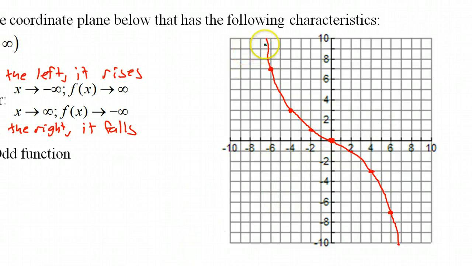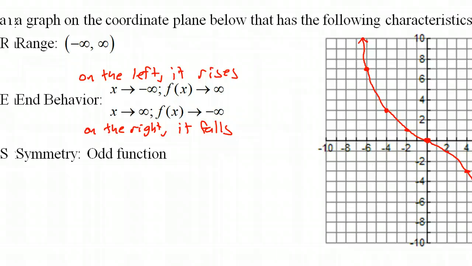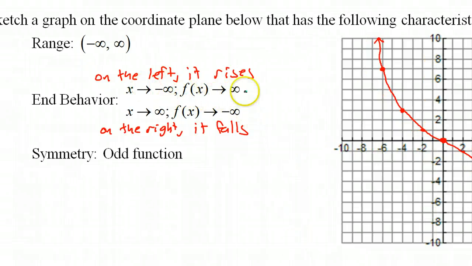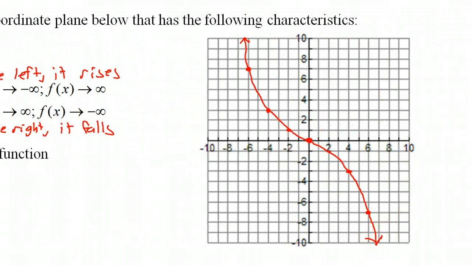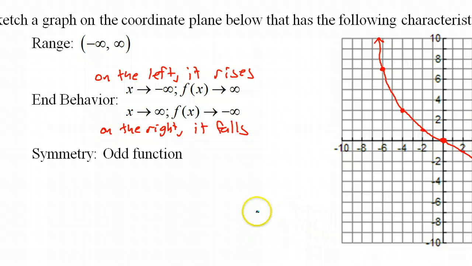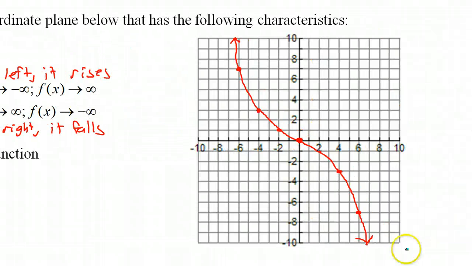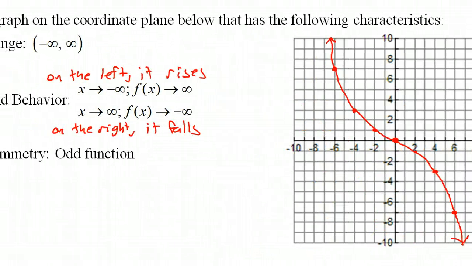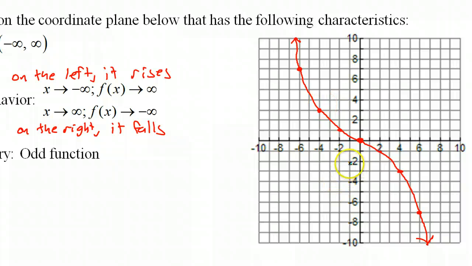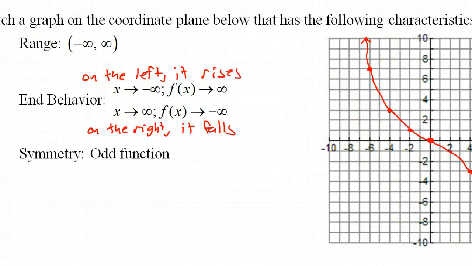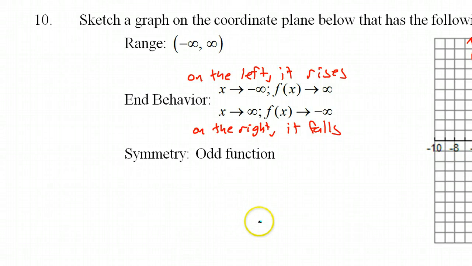Alright, and we made sure that it had the correct end behavior. So we have our odd symmetry, and on the left it rises, as you can see, and on the right it falls like it's supposed to. Okay, and it has a domain and a range of negative infinity to positive infinity. So it fits all the criteria, so that would be a good graph. So there's more than one way to do this. There are probably infinitely many ways to draw this, but this is one handy example.